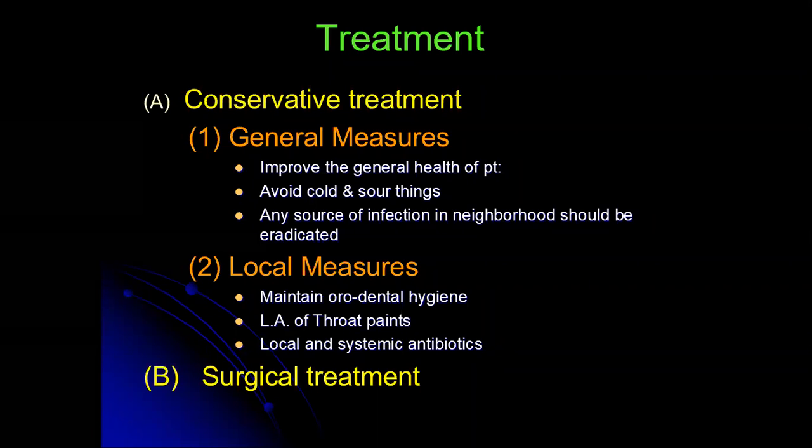Local measures: maintain oro-dental hygiene. You must pay attention to oro-dental hygiene, it is one of the important causes of tonsillitis. Locally we have throat paints, and local and systemic antibiotics. But the very important thing is that when acute tonsillitis changes into chronicity, you take measures so that whatever causes the tonsillitis repeatedly should be stopped. Otherwise, the treatment of chronic tonsillitis is surgical.